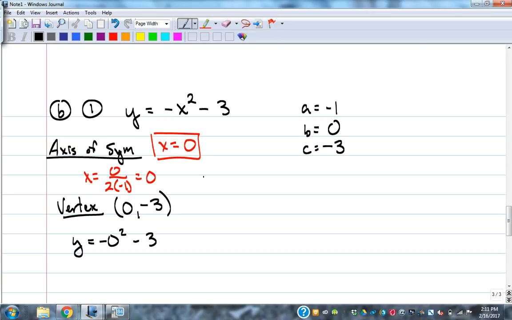Is that vertex a maximum or minimum? Why is it a maximum and not a minimum? What part of the equation tells us? A being negative tells us that that's a maximum. It means the graph opens down. So maximum opens down. Those things go together. Okay.